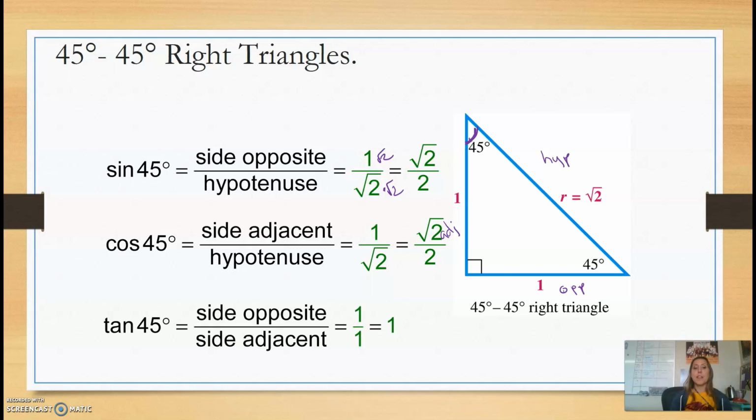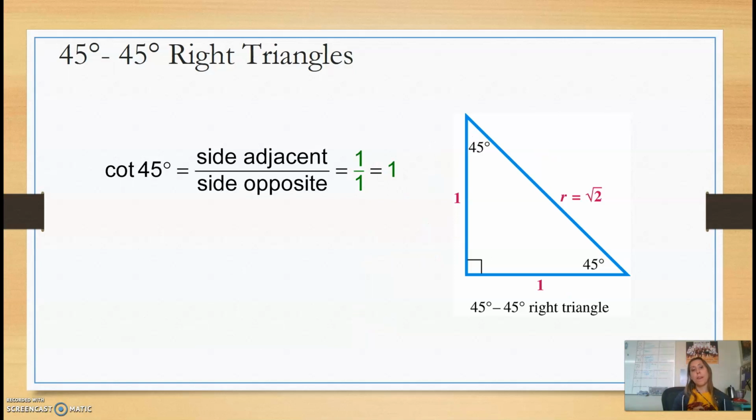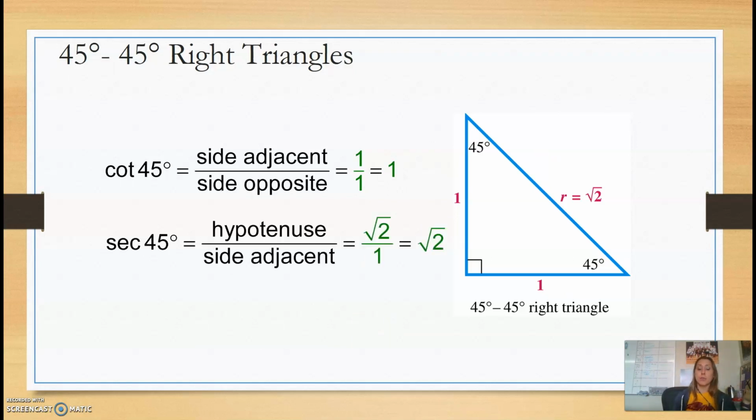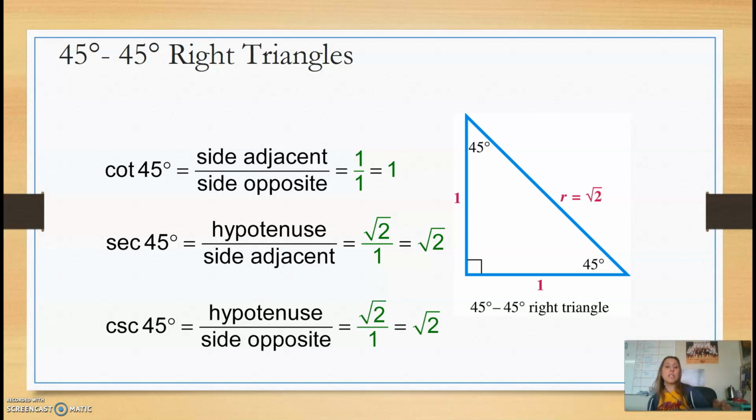Then we're going to get tangent, which is just 1 over 1 or 1. Then we have the cotangent, which is just 1 over 1, or 1. Then we find the secant, which is going to be the square root of 2 over 1, or just the square root of 2. And then we get the cosecant of 45, which is going to be the square root of 2 over 1.